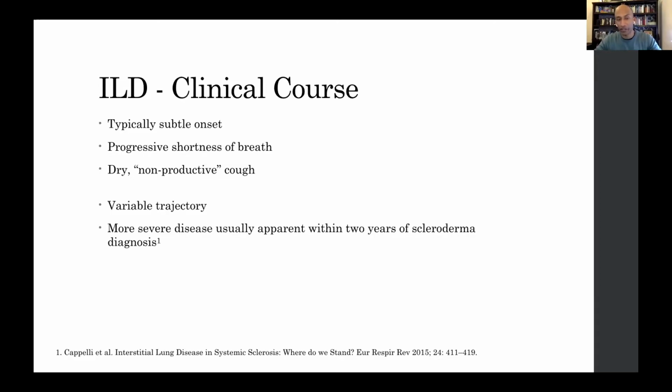variable trajectory. Some people do fairly well. They don't have much change over time. There are people in my clinic I've been following who have had this for more than 10 years, and we've never really had to treat them. But some people can have more aggressive and severe disease, which declines quickly. And what's interesting is that more severe disease, so people that are not going to do well with this lung disease long term, it's usually more obvious within the first 2 years of diagnosis. So that initial period is fairly critical to monitor.